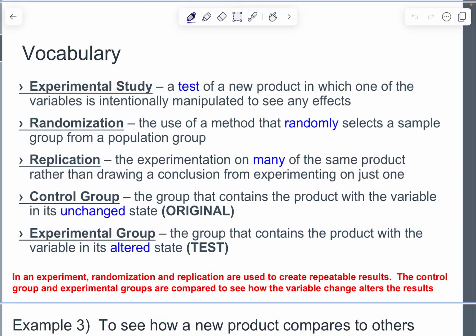And when we're doing these experimental studies, it's really important that we have a control group, which is the product where everything is unchanged. It's the original state. And we have an experimental group that we're comparing it to, where we have the variable in the altered state, and we're testing to see if the changes had any effects in comparison to the control group. So randomization and replication are used to create these repeatable results. And the control and experimental groups are how we can determine whether or not these results were because of the changes.